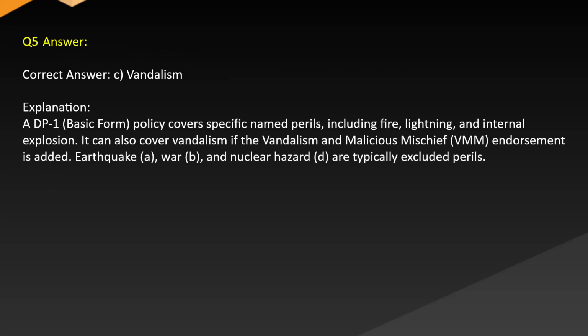Correct answer. C. Vandalism. Explanation. A DP-1 basic form policy covers specific named perils, including fire, lightning, and internal explosion. It can also cover vandalism if the vandalism and malicious mischief (VMM) endorsement is added. Earthquake (A), war (B), and nuclear hazard (D) are typically excluded perils.